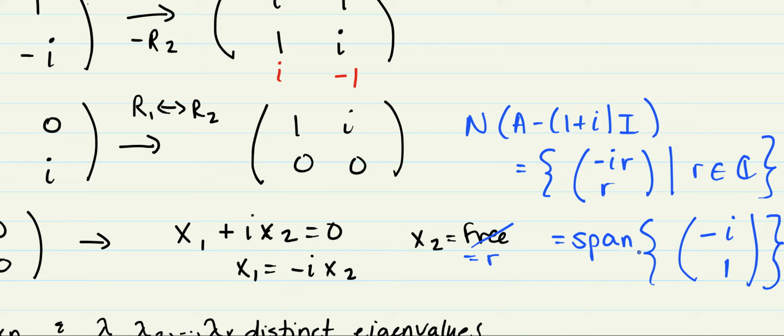So we have found the 1 plus i eigenspace. It's just the span of this vector. And the geometric multiplicity of 1 plus i is 1 because that's the number of vectors you have in the basis. Great.